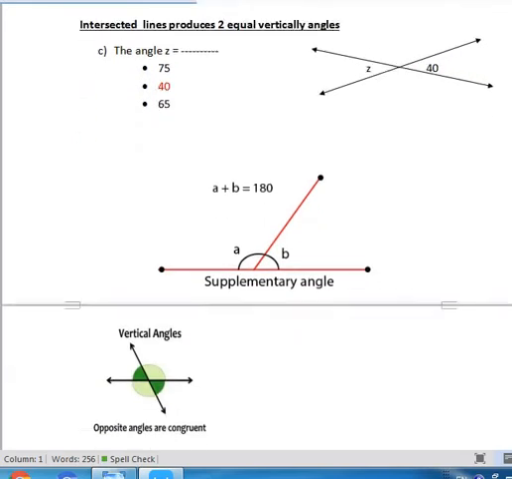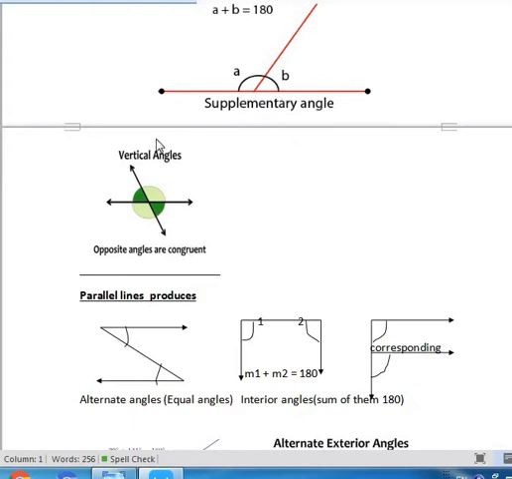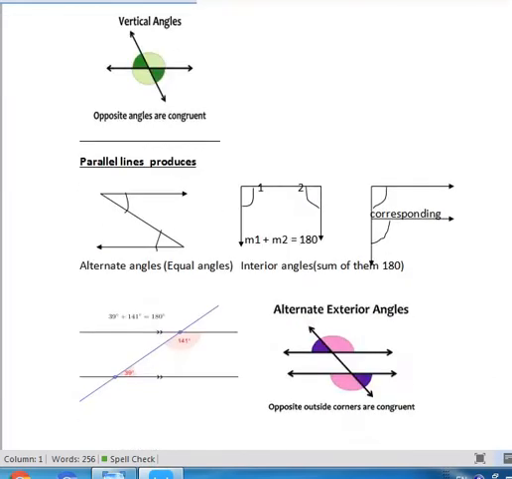Here this is the supplementary angle, A plus B equals 180 degrees. I wanted to show you these vertical angles. These are the vertical angles, opposite angles are congruent. Parallel lines, remember that parallel lines produce what? Alternate angles, alternate angles in the shape of Z. These two angles are alternate angles and they are equal angles.